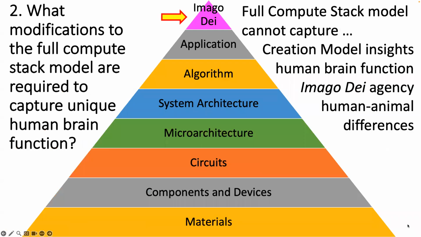All right, so just to finish up here, what is the question for the second part? What modifications to the full compute stack model are required to capture unique brain functions? Without modifications, our Imago Dei faculties cannot be captured with a full compute stack model. Human brain function, above all other, shows a clear differentiation from animals with the human spirit and the manifold engagements that occur with the Holy Spirit. The full compute stack model targets general computational purposes and has been demonstrated to capture capability layers in neuromorphic computing. It does not allow for distinguishing the differences between an animal and human beings.